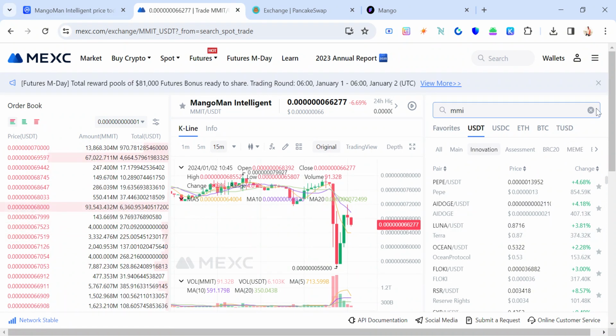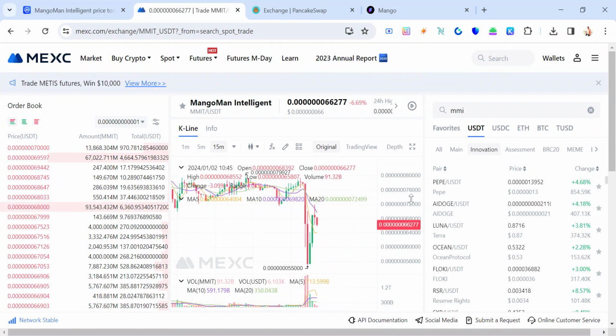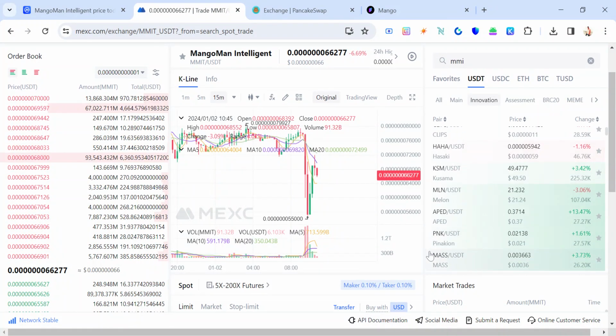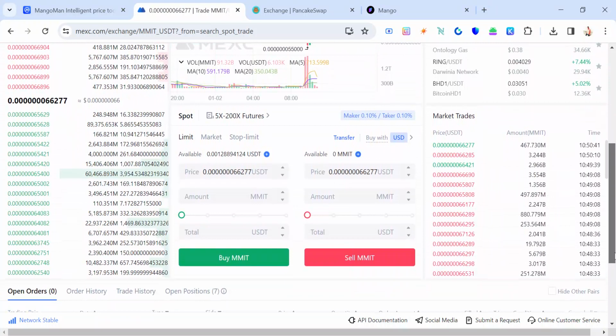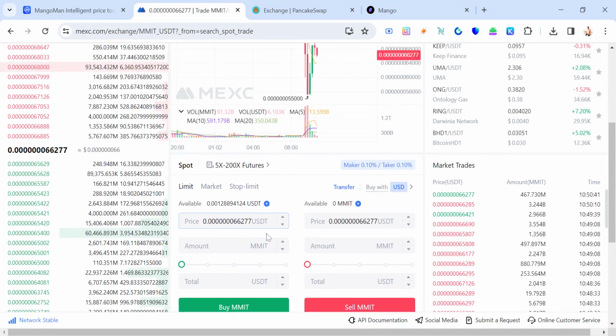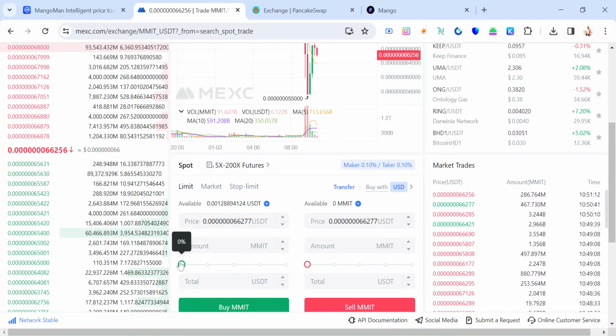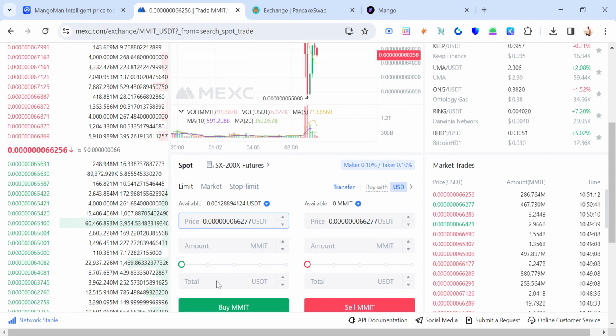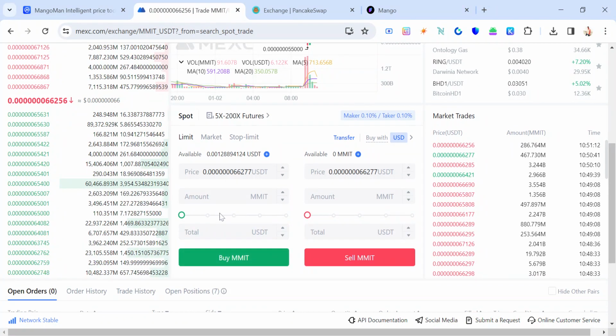Now basically you can buy this or sell this, whenever you want. You can do both. So here is the option to buy and here is the option to sell. Now there are two options while buying and selling. You can either place a limit order. A limit order is if you want to buy or sell at a specific price, then you can put in the price over here. Let's take an example: if you want to buy, then just put in the amount of USDT over here and go ahead and buy MMIT.